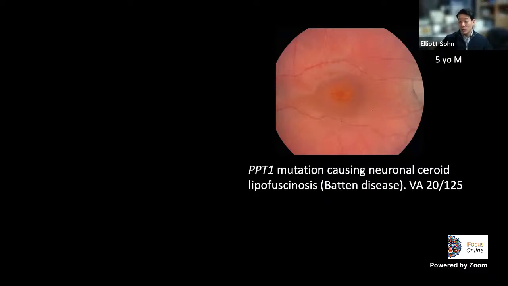This is a 5-year-old who has a PPT1 mutation causing neuronal ceroid lipofuscinosis, otherwise known as Batten disease. This patient's vision is 20/25. By a couple years after this, the patient's vision is counting fingers. The vision has dropped precipitously and the patient also has neurologic symptoms. So even though they look like and are in the age range to have Stargardt disease, this is actually Batten disease.